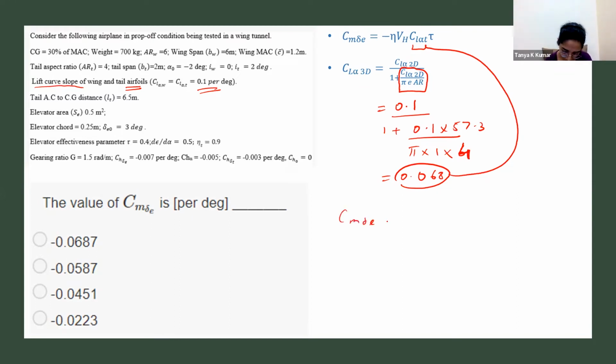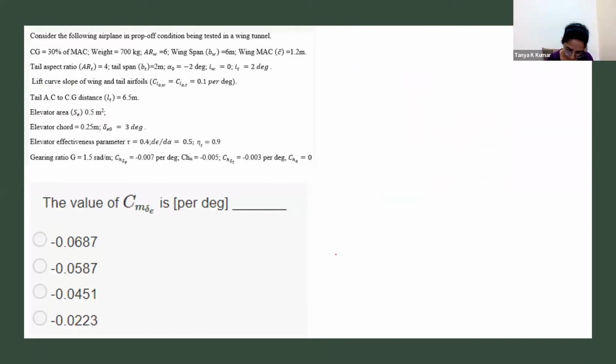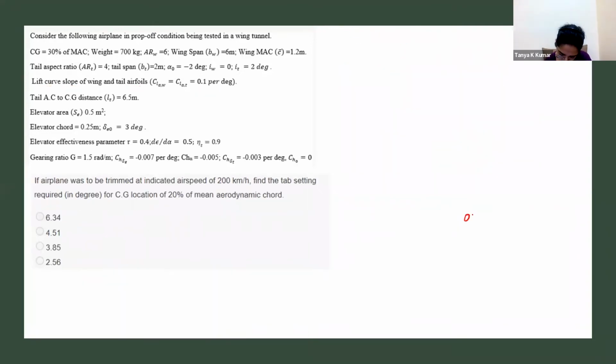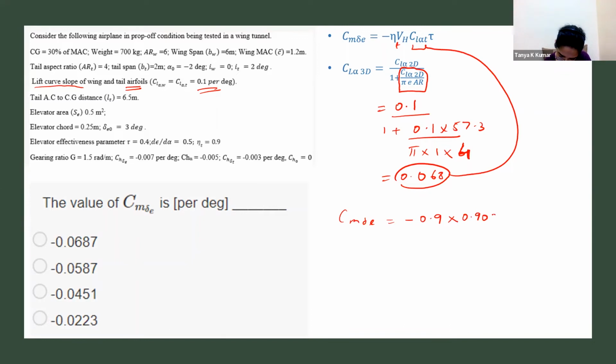Now you substitute this value into CL alpha tail. So you get Cm delta E is equal to minus efficiency factor, which is 0.9. It's for the tail. All of this is for the tail. VH, we had calculated how much was VH? 0.903. CL alpha tail is 0.068. Now they've asked you in per degree, so this value is already in per degrees. If there is any confusion regarding the units, just let me know. And then you have tau, which is 0.4. So the final value comes to about minus 0.022. Okay, so that is this option.